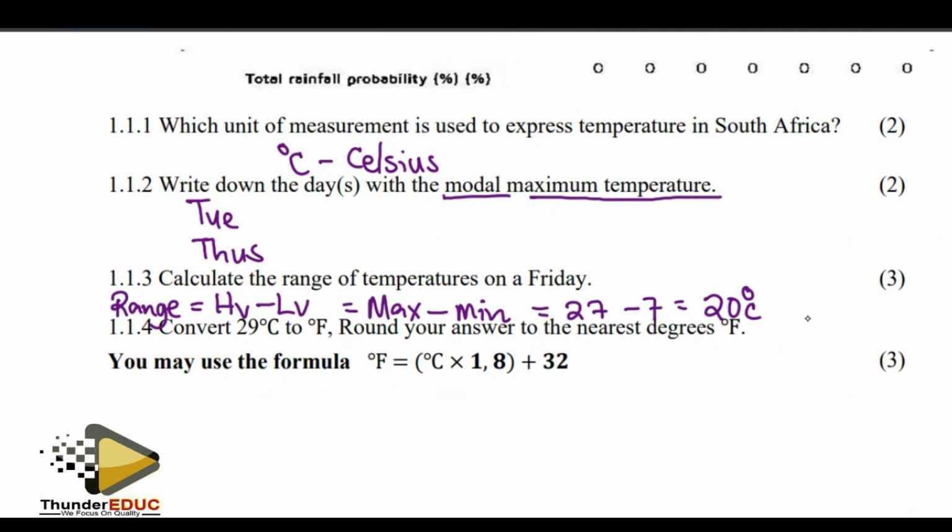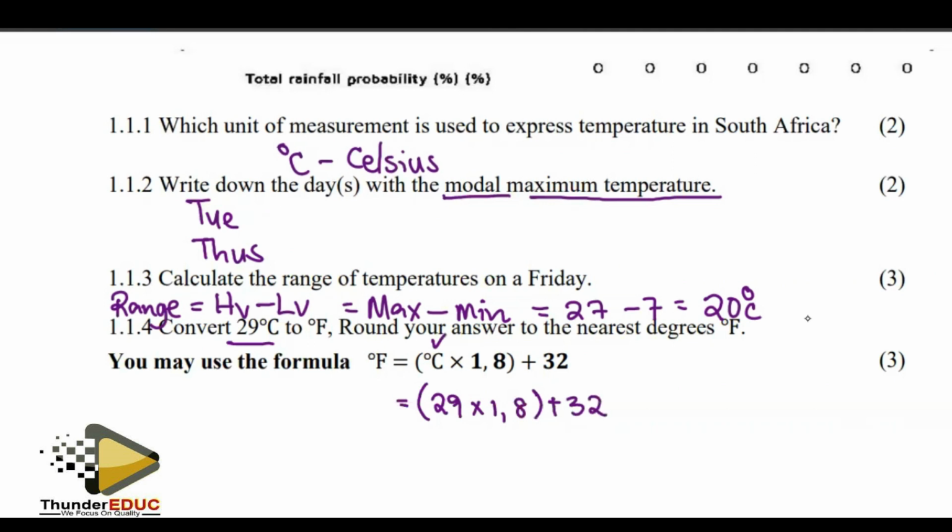1.1.4. Convert 29 degrees Celsius to Fahrenheit. Round off your answer to the nearest degree Fahrenheit. Guys, the moment you see that there is a formula, all you do is substitute into your formula. The formula is for Fahrenheit, and we are converting to Fahrenheit, so we don't need to rearrange. Where you see the C, you put the given temperature. So here, open your brackets, 29 times 1,8, then close the brackets.